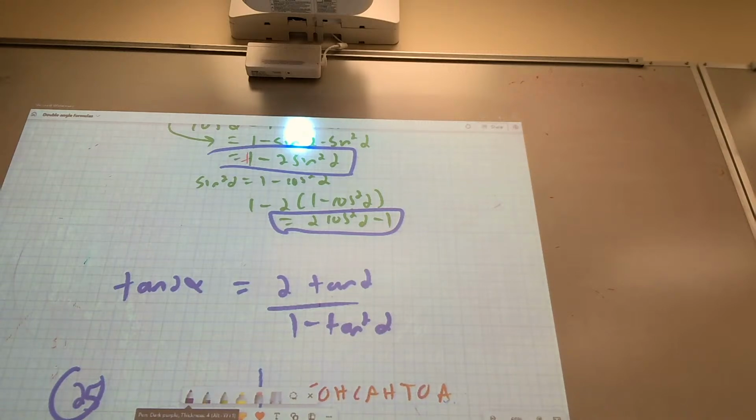So let's go to the first one that we're going to do, which is number 25 on page 441.